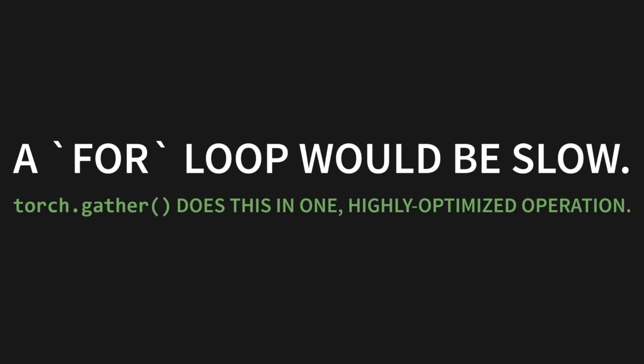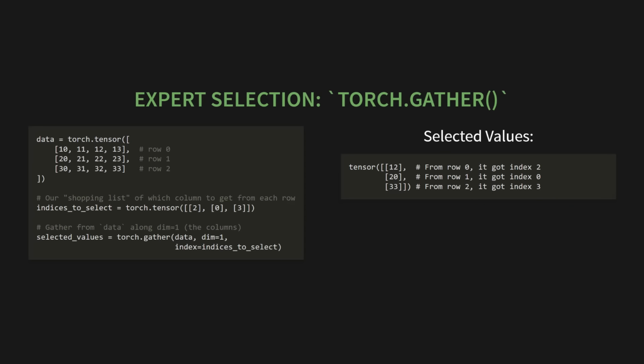You could write a for loop, but that would be slow. Torch.gather does this in one highly optimized operation. Let's walk through it. First, we have our data tensor, a 3x4 grid. Now, we create our shopping list. It's a tensor called indices to select. It has the values 2, 0, and 3, each in its own row. This list tells Gather which column index to grab from each corresponding row in our data.